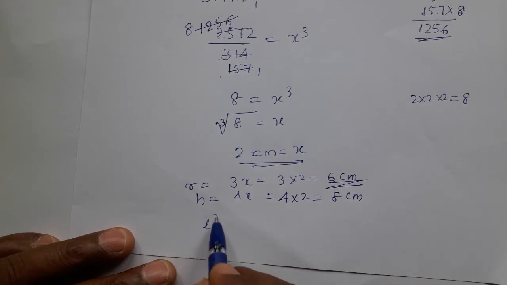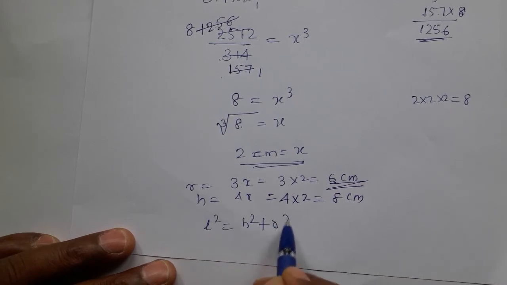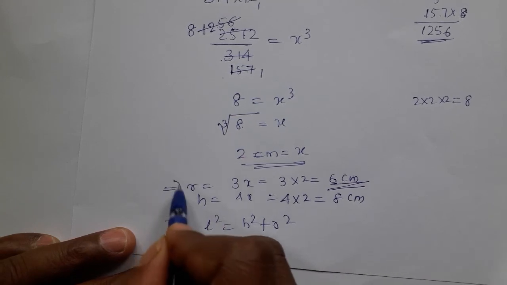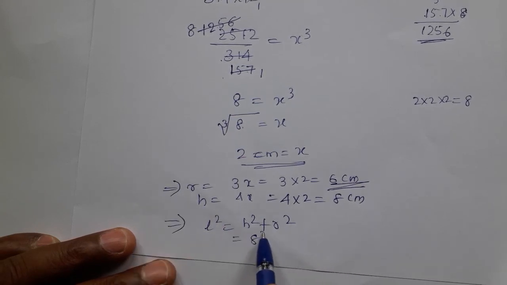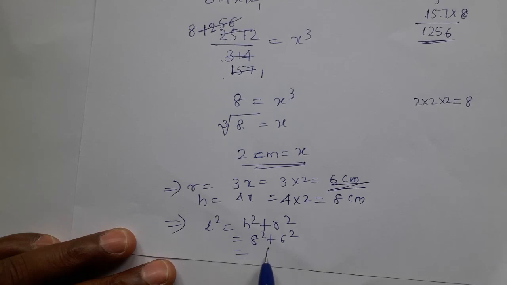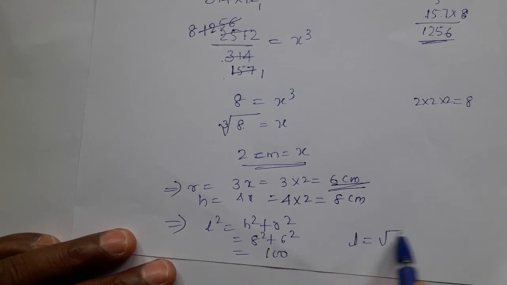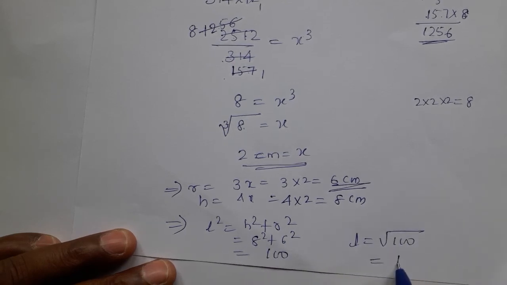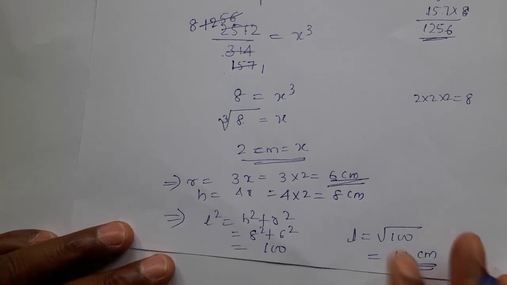To find out slant height, we have this formula. Now height is how much? 8 square plus 6 square. If you solve, you will get 100. So L is equal to root 100. We get 10 centimeter. This is the answer of slant height.